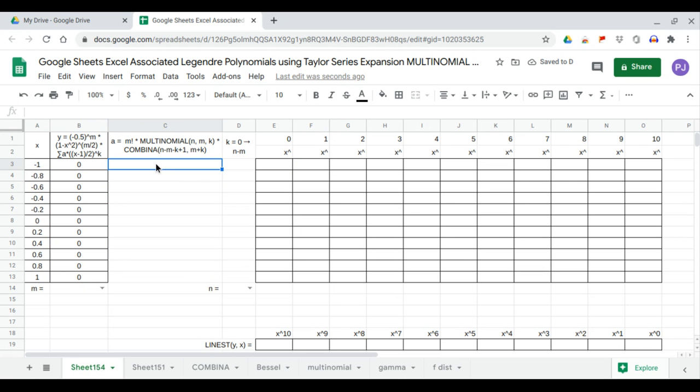Now we'll complete the coefficients. So this is equal to factorial m times multinomial n comma k, n comma m comma k. Our k is d3.